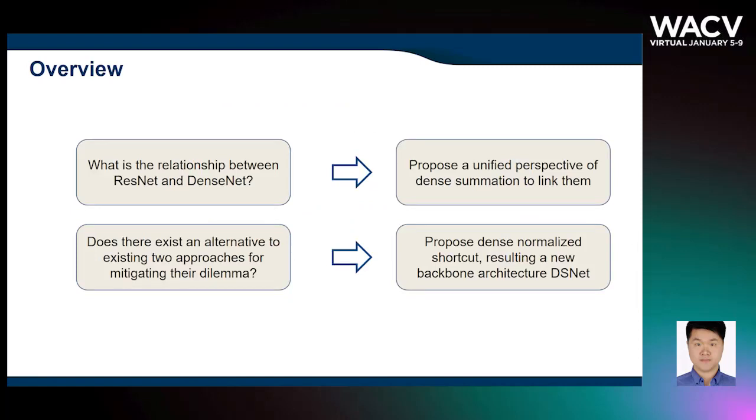Our work revisits the relationship between ResNet and DenseNet, resulting in a unified perspective of dense summation to link and compare them. Inspired by this unified perspective, we propose dense normalization shortcuts to mitigate the dilemma between ResNet and DenseNet. Adopting these dense shortcuts, our proposed backbone architecture is termed DSNet.